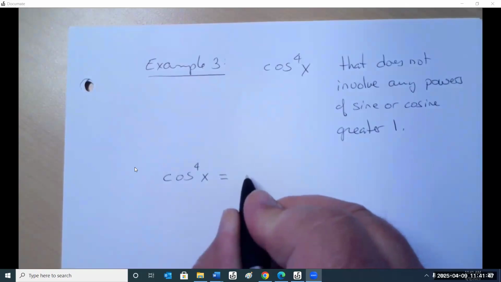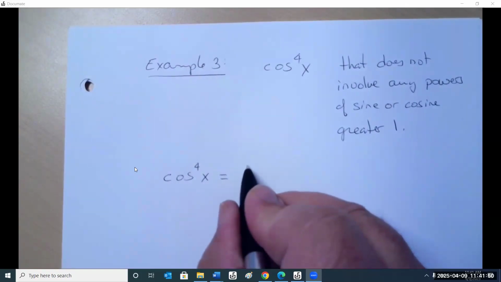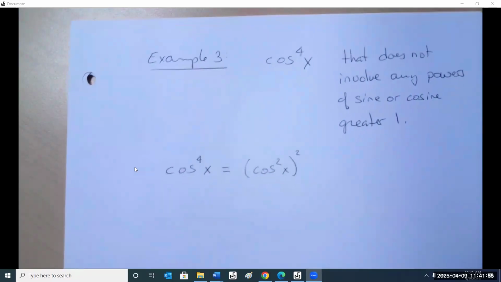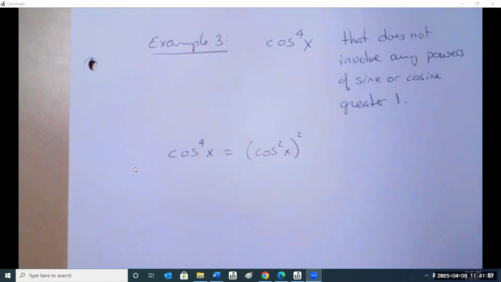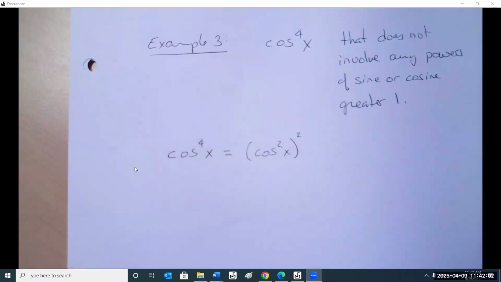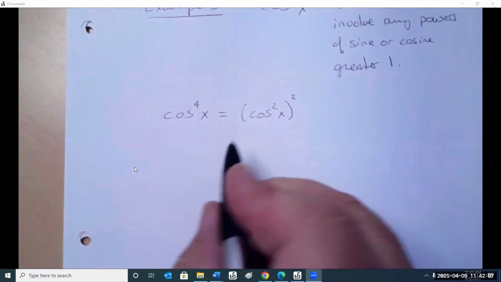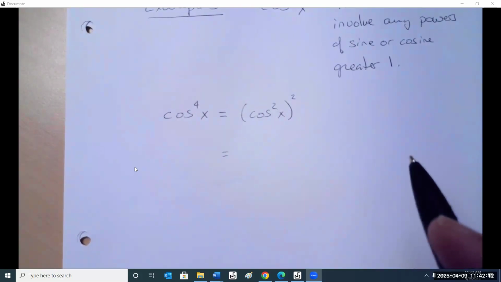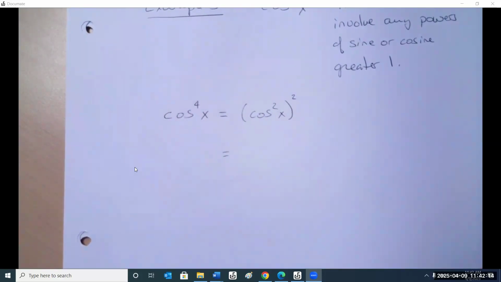You try that, but no. Cosine squared x times cosine squared x, which is cosine squared, right? Because what we have so far, we have cosine squareds. So let's use those and then see where that takes us. So what is cosine squared x? We just worked that out. Yeah, 1 plus cosine 2x over 2.